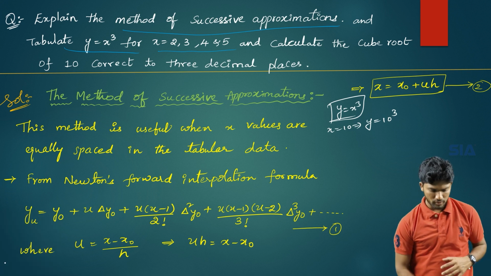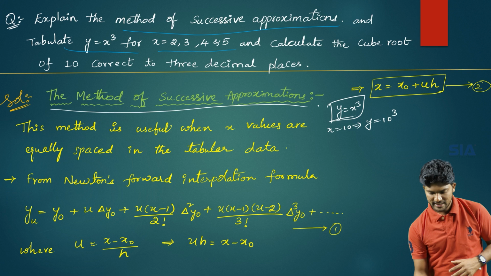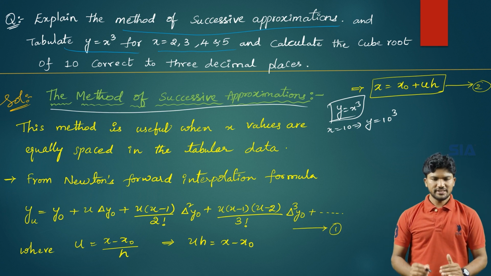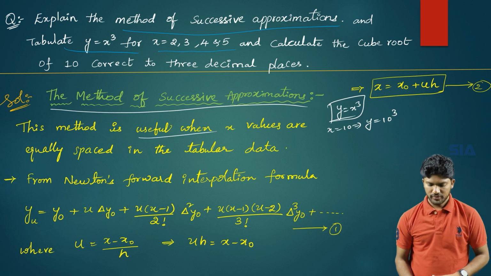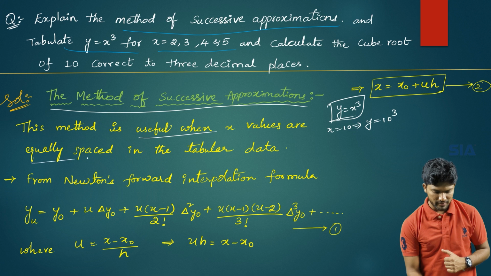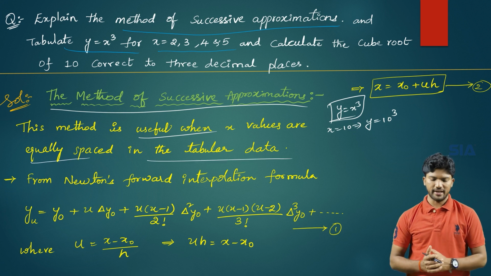So we can see the proof. The method of successive approximations. This method is useful when small x values are equally spaced in the tabular data.